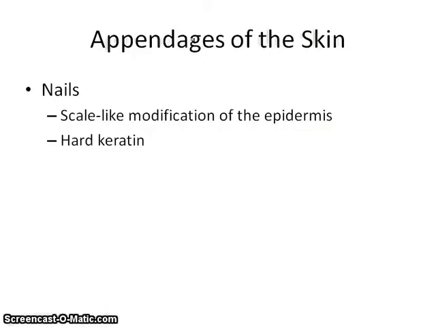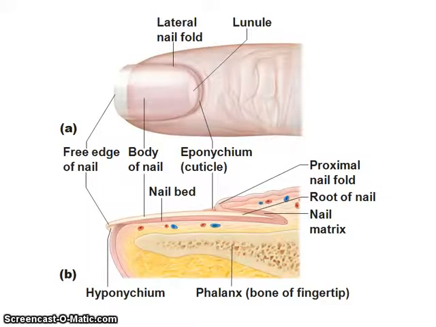The next thing we're talking about is nails. These are made of keratin, which is very, very hard material. They're kind of like the scales that we have. You'll notice that the fold is where the nail is growing. Okay, so this lunule, this is where it's growing. The nail matrix is way back underneath that skin, and it grows out from that point.